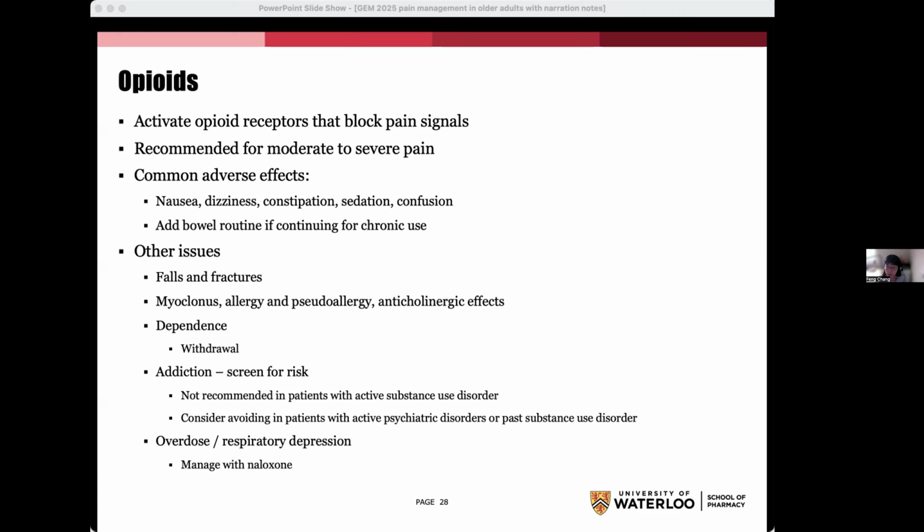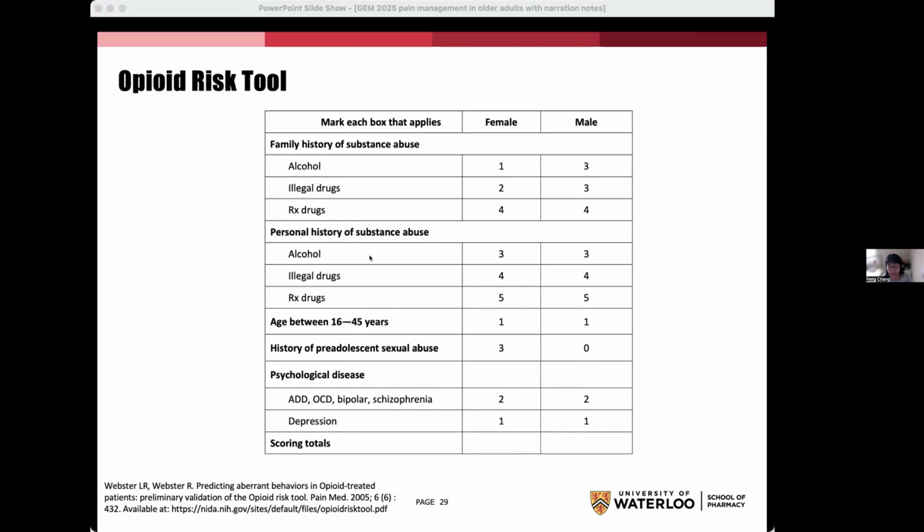Opioid risk tool. This is a commonly used tool to assess the risk of misuse associated with opioids. You can see that on the age part, if they're a younger age, they get an extra point, and this goes back to the data showing that if you're older, you actually have less risk of misuse. If you add these up, this is very quick to do. What this says is that if they have a personal history of substance misuse, then they have a higher risk of opioid misuse down the road.